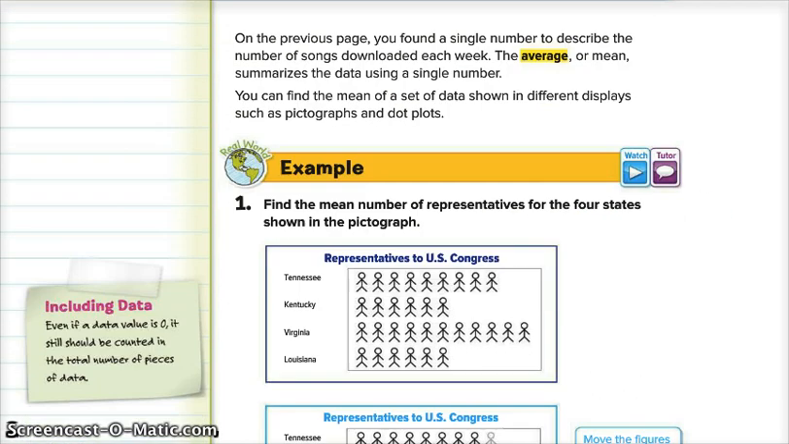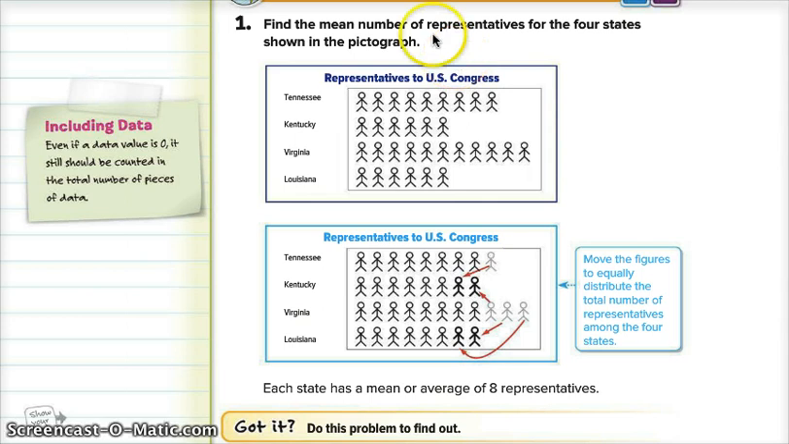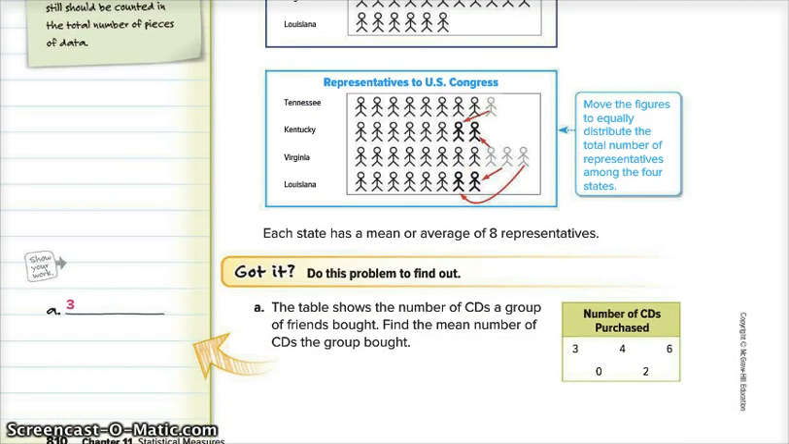So if you take a look at our first example, it says find the mean number of representatives for the 4 states shown in the pictograph. Notice how this is where they're starting and this is where they're ending. They're moving the extra figures or people so that they're equally distributing each person, and from there they're able to figure out that each state has a mean or average of 8 representatives. We're not going to draw a picture for every single example that we're going to go through. We're going to use the mathematical formula instead.